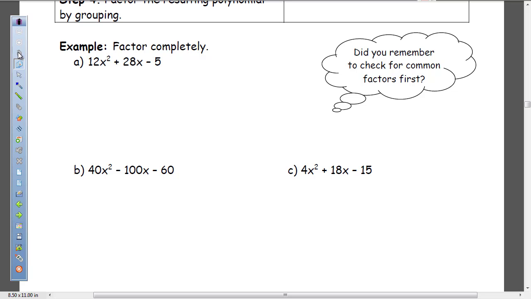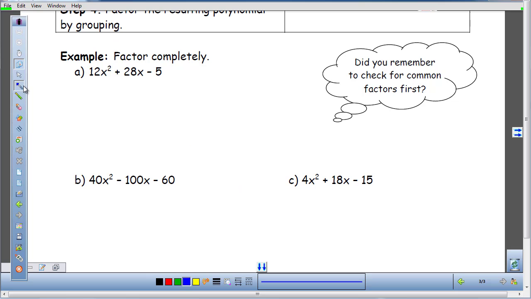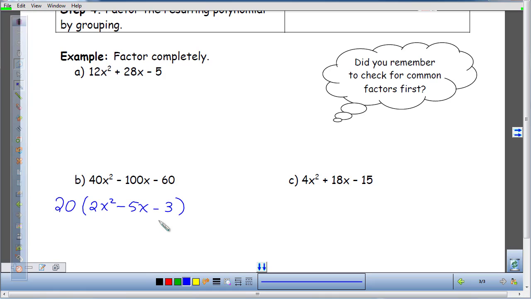In B, we've got 40x squared minus 100x minus 60. The first thing I'm going to do is take out that 20. That's going to save us some trouble. Don't forget, first step every time is to look for any greatest common factors. So I can factor out 20. I'm left with 2x squared minus 5x minus 3. That's going to be a lot nicer to work with.